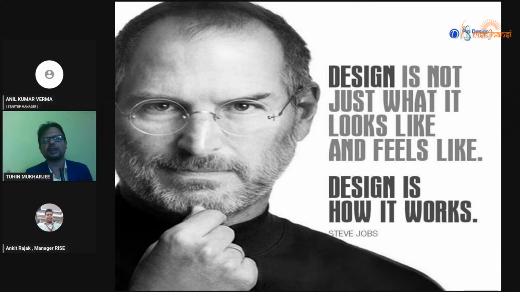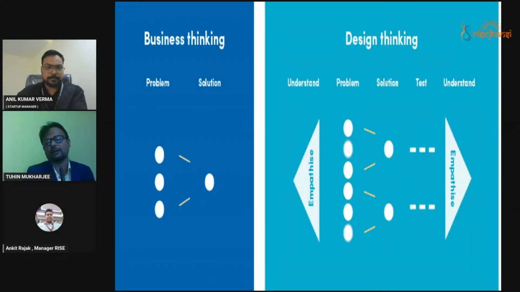Now the thing is that it is very important that it's a kind of iterative method. It's not a linear method, and you cannot stop by doing it only once. आप एक बार करके इसको बंद कर देते हो, ऐसा नहीं है, आपको बार बार इसको करना पड़ेगा. That is a very important part that you need to understand. Now business thinking and design thinking both are very important.